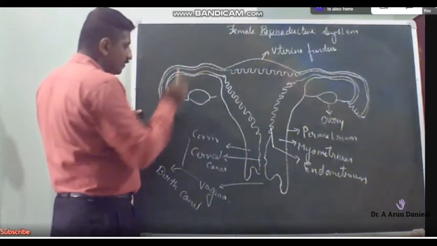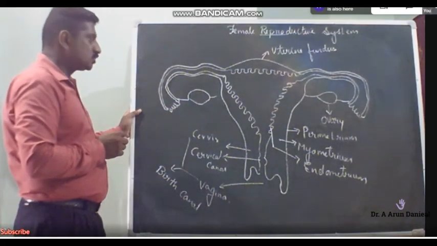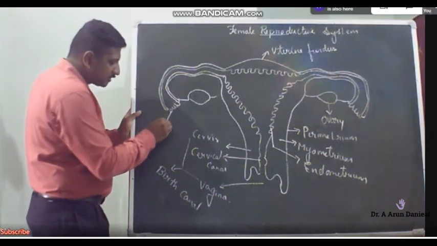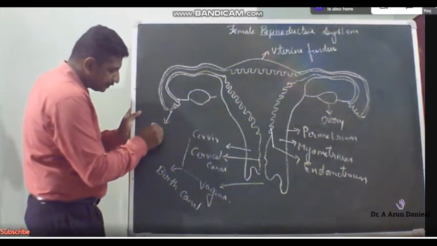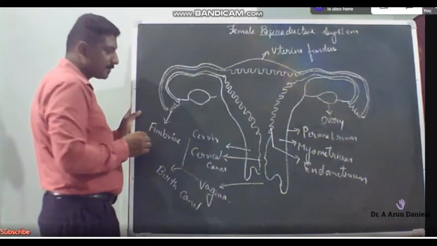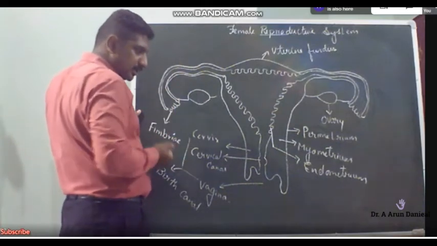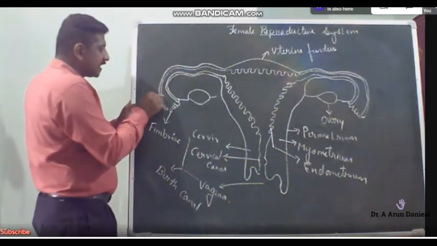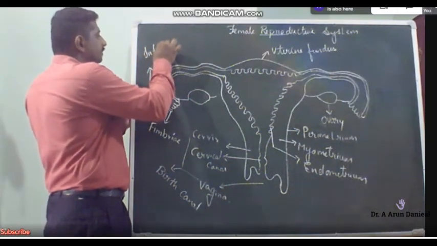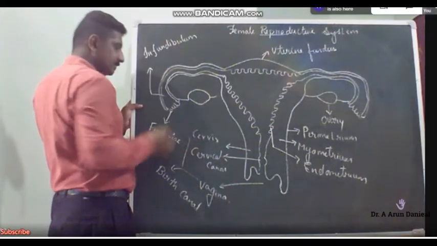Next, about the ovary is over. Next, we go for the parts of the fallopian tube. Look at the fallopian tube. They have some finger-like projections called fimbriae. The fimbriae are finger-like projections which receive the ova after ovulation. Followed by this, we have a funnel-shaped structure called the infundibulum.